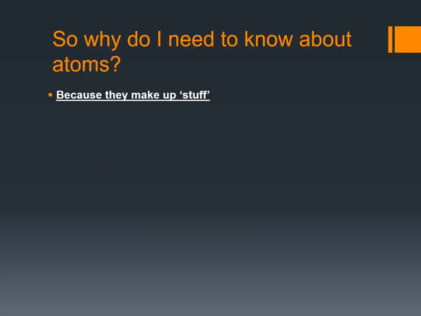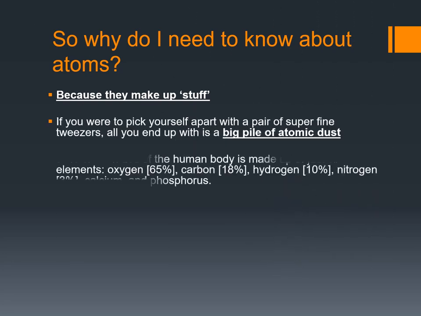So why do we need to know them? Because they make up stuff. And this is what I talked about earlier, in that 99% of the human body is made up of just 6 elements: oxygen, carbon, hydrogen, nitrogen, calcium and phosphorus.